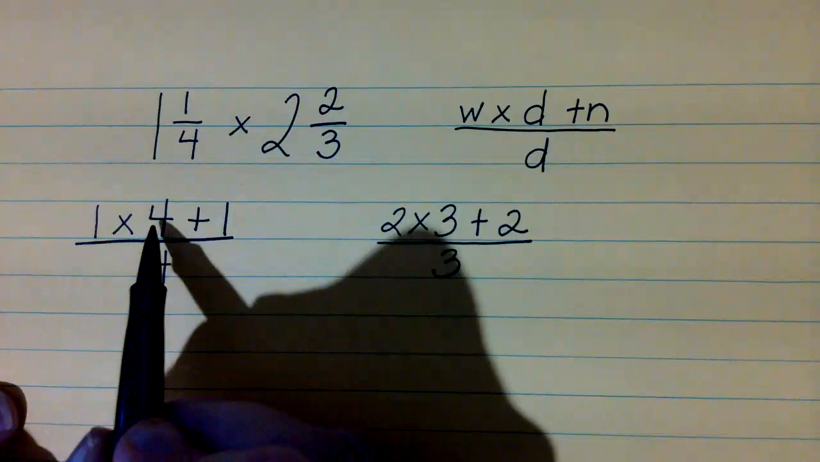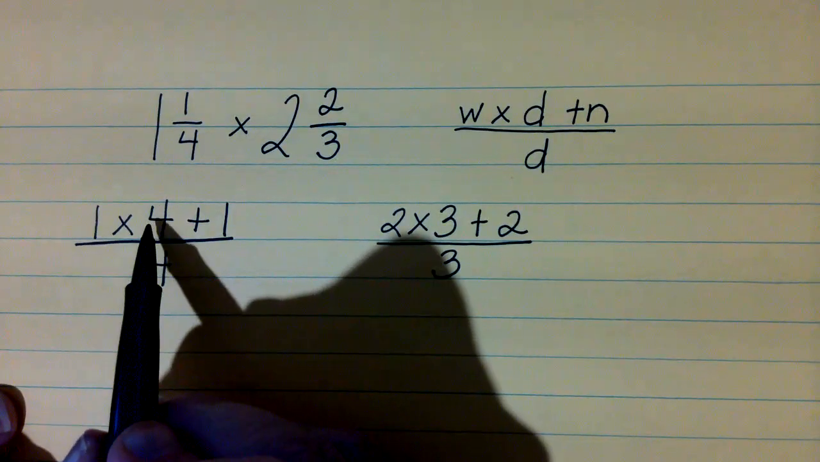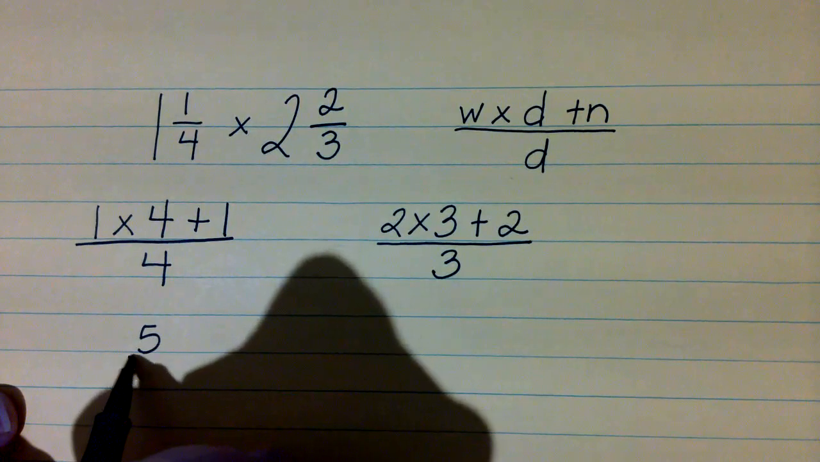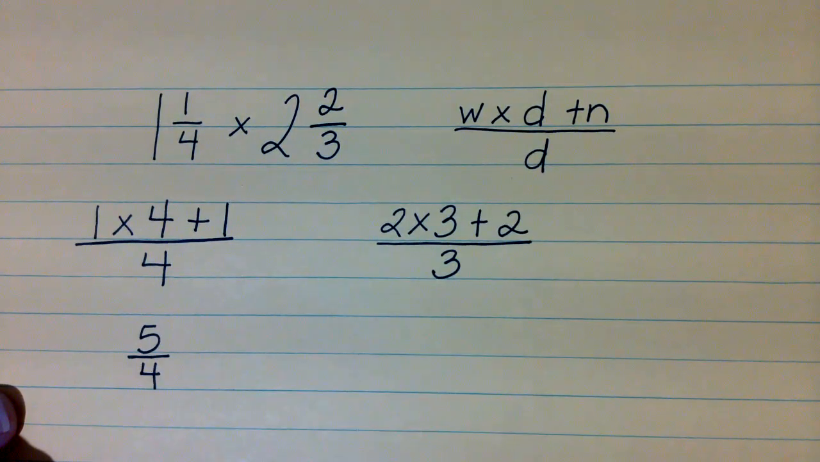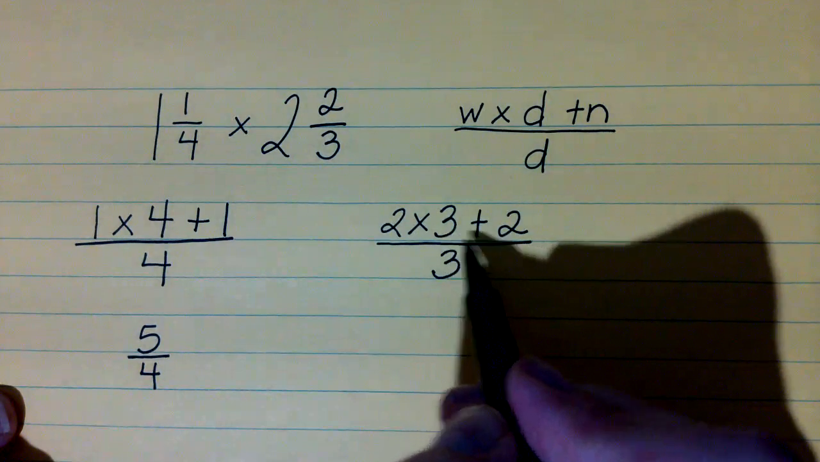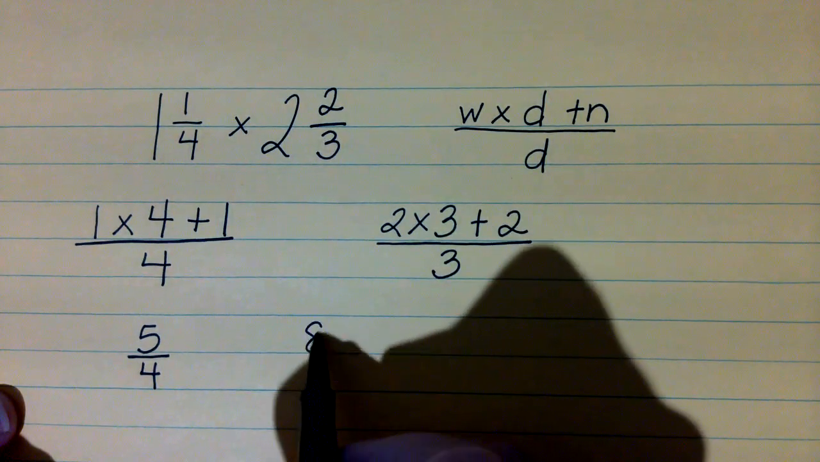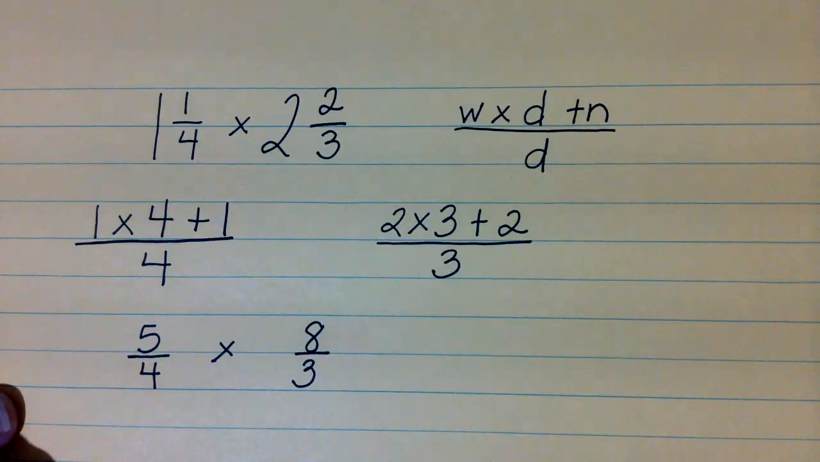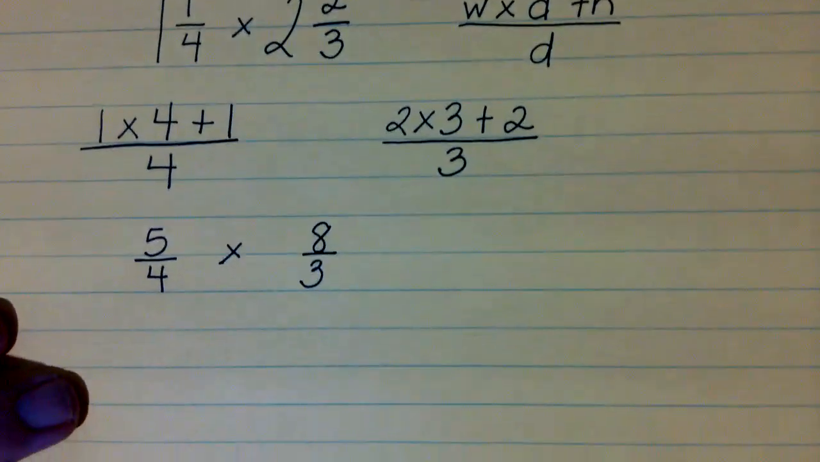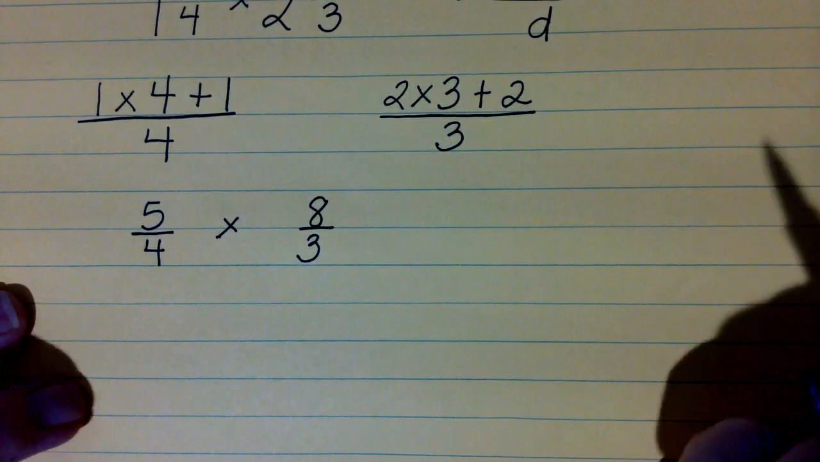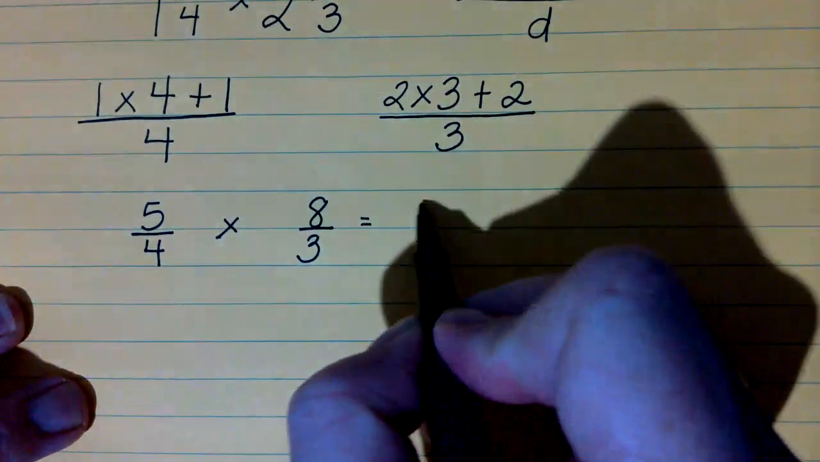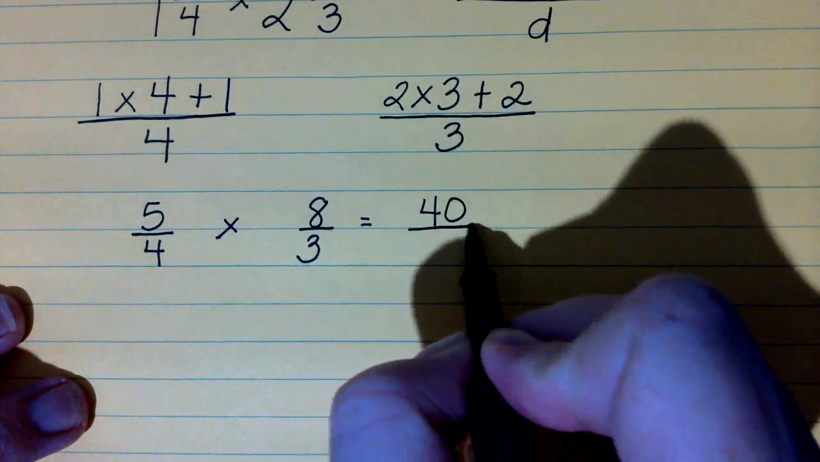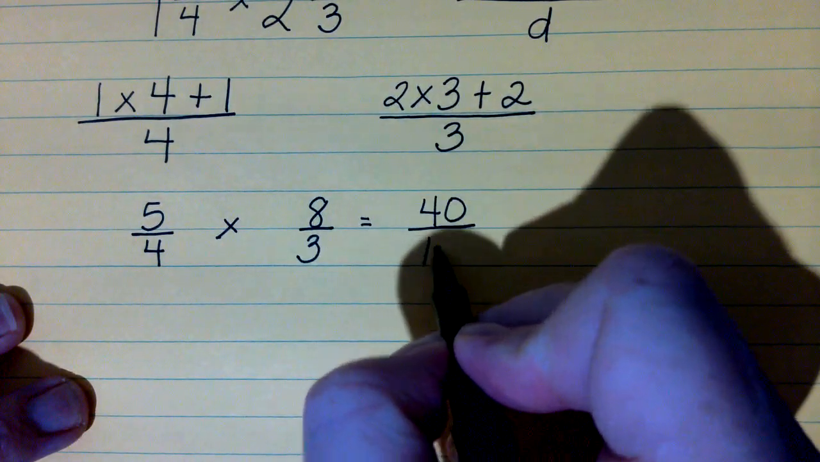When I do that, I can now work out the multiplication. 1 times 4 is 4, plus 1 is 5, 5/4. 2 times 3 is 6, 6 plus 2 is 8, 8/3. Now I can do my multiplication, numerator to numerator and denominator to denominator. This is going to equal 5 times 8 is 40 over 4 times 3, which is 12.